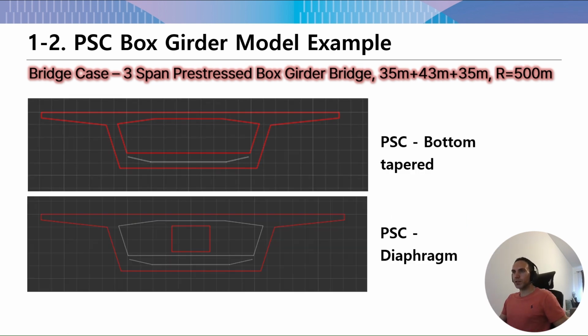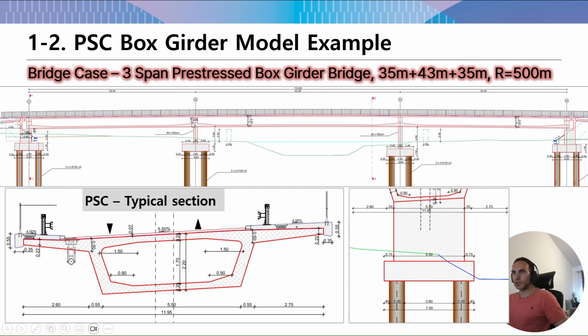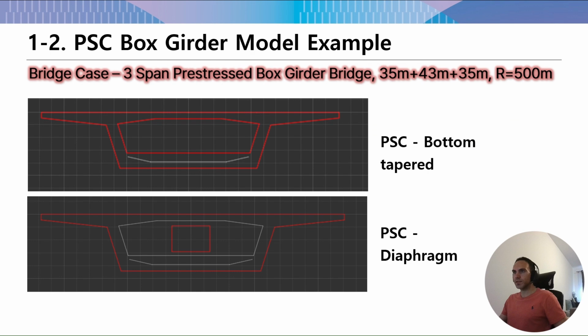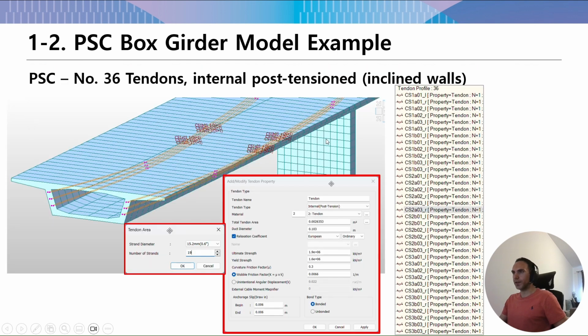These are the cross sections developed at the end of the transition. So this section, basically, is where the bottom slab taper ends, and this is in red. Also, this is the outline of the box diaphragm. These were drafted in the CAD drawing directly.